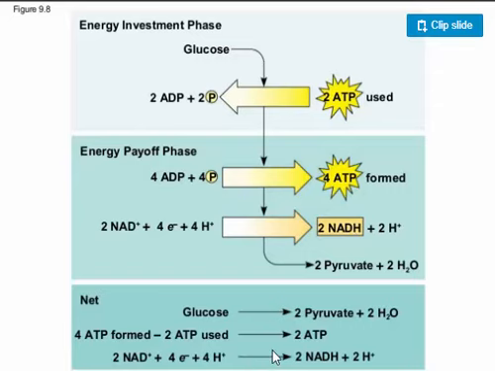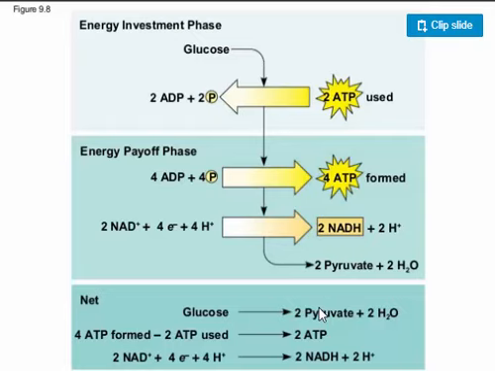Here we have 4 ATP formed. Despite the fact that 4 ATPs are formed, we only get 2 as a result, because the other 2 ATPs were used over here to break down glucose. So glucose is broken down in the presence of 2 ATP, producing 2 molecules of pyruvate, and also producing NADH, which is very important.